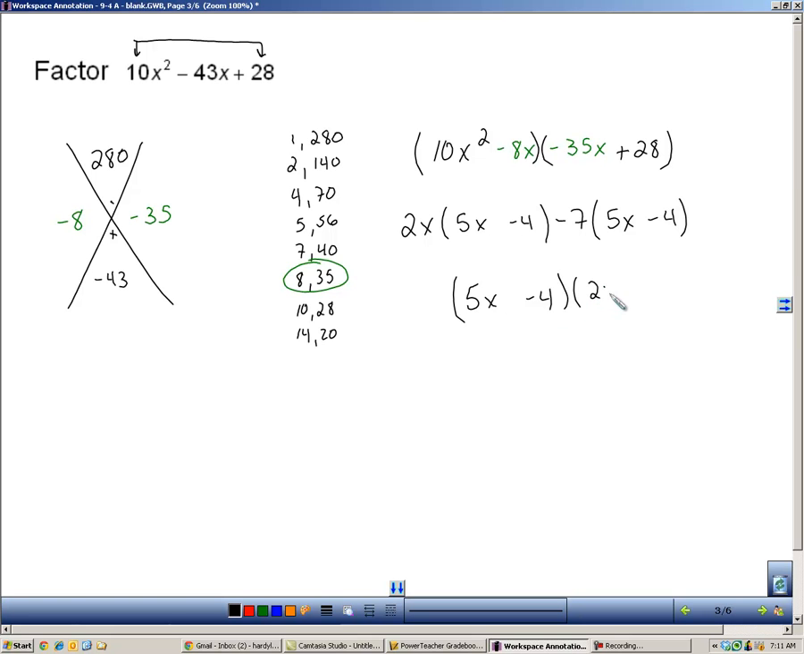And then take that out, 2x minus 7. So this one had the same exact steps, but it was a lot harder to do the diamond here and to find these two factors. And that's the one step that might be more difficult when you have a coefficient in front of the x squared that isn't a 1.